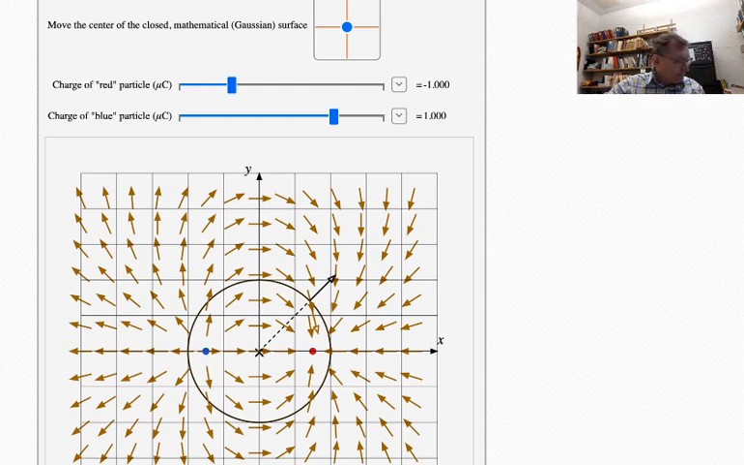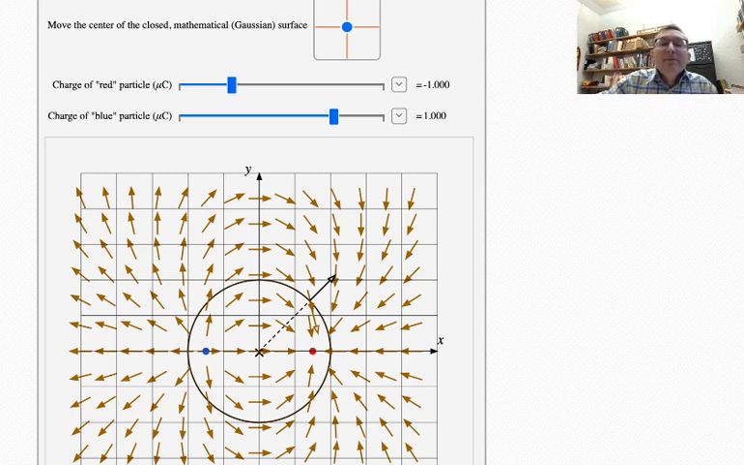Okay? All right. Now I want you to predict. What will be the electric flux through the Gaussian surface if I make the charge of the red particle 0? It's the only change I'm going to make. I'm going to make the charge of the red particle equal to 0. What will be the electric flux? Pause the video, think about it. When you're ready, come back.